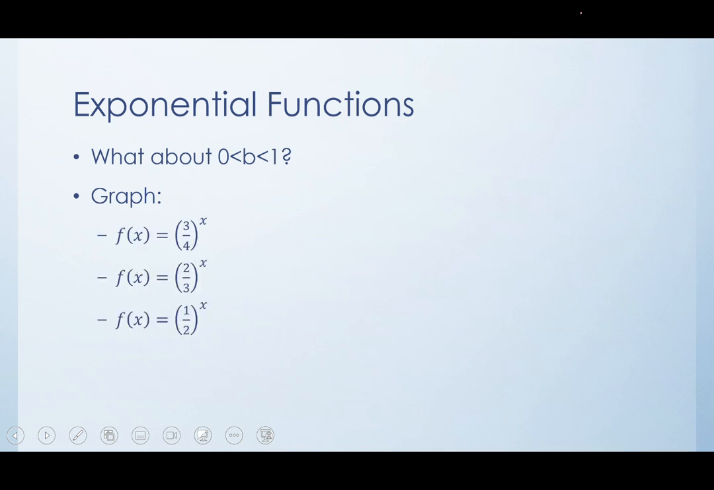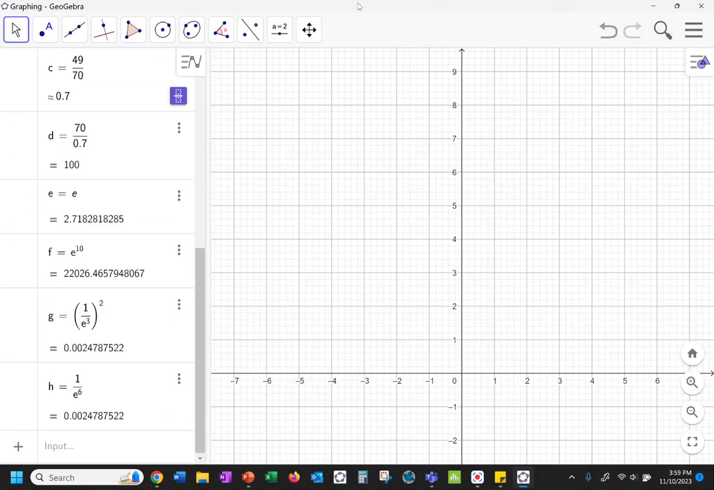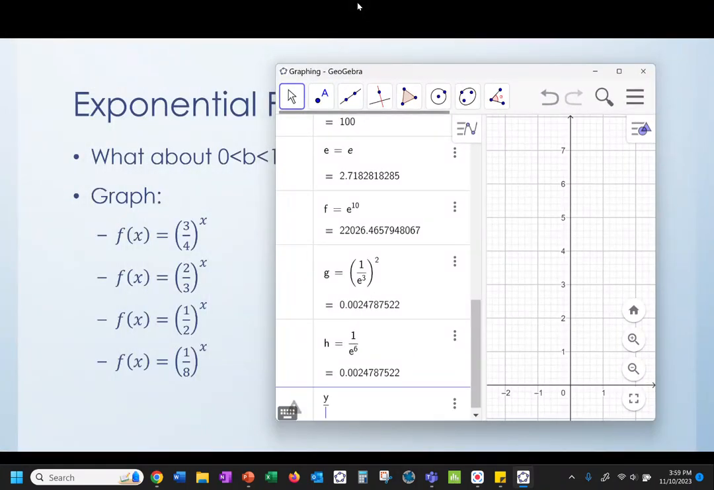All right, so if we look at 3/4 to the x, 2/3 to the x, 1/2 to the x, 1/8 to the x, we do the same thing here. I'm going to turn these guys off. Because I don't remember what we had. Y equals 3/4 to the x. I'm just going to put them all in, and then we'll turn them on and off. So 2/3 to the x, y equals 1/2 to the x, y equals 1/8 to the x.